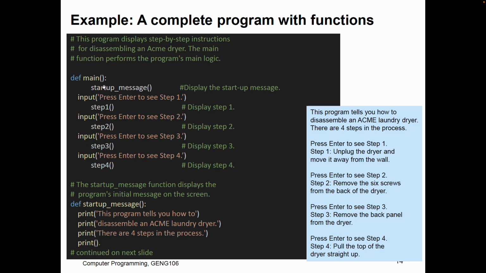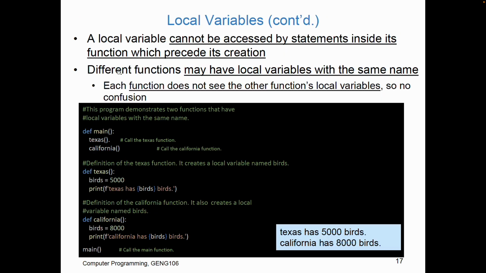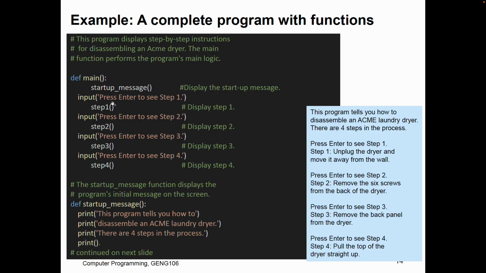So I'm going back to where it is called here. And then we put this: Press enter to see step 1. So we force the user to hit enter. Okay, then we go to step 1. So we call the step 1 function, which means we should jump to here. We print those 2 lines, and then we go back to where it is called. We ask the user for input. Press enter. We call step 2.